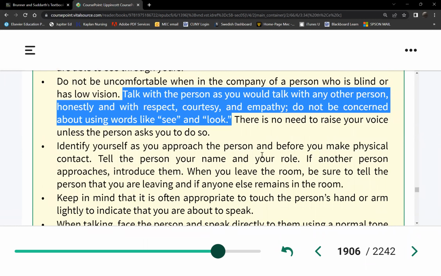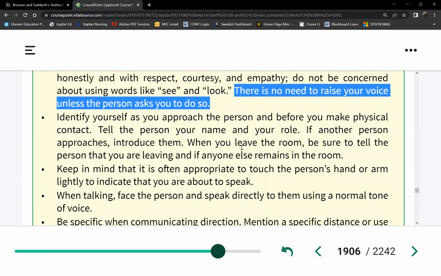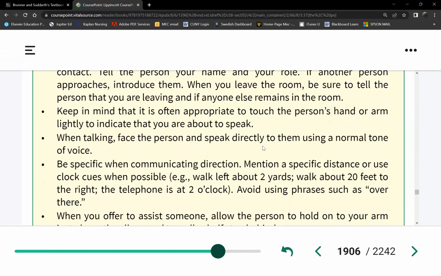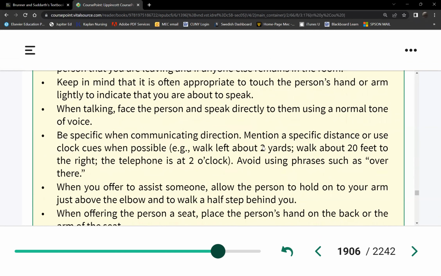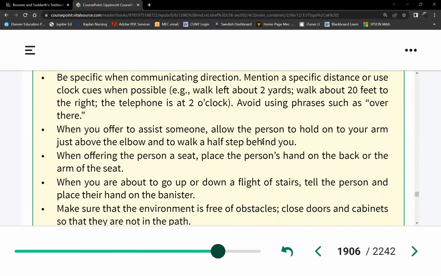How do you talk to someone who's blind? Regular. They're blind, they're not deaf, so no need to raise your voice. I won't read all of these for you. Be careful when approaching, though. Announce yourself when you walk into the room, because especially if you have very silent shoes, you walk in, and what will the patient do? Startle, right?